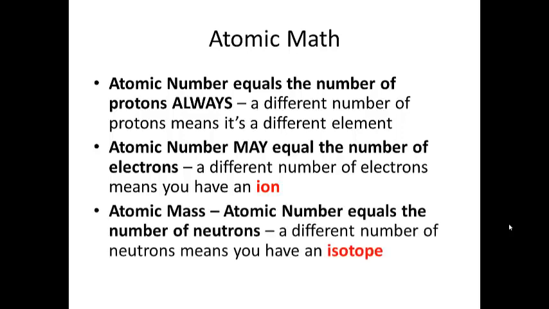Finally, the atomic mass minus the atomic number equals the number of neutrons. Basically, you're taking the mass of the protons and neutrons together, subtracting just the protons alone, and that is going to give you the number of neutrons. If you have an unusual number of neutrons, then that means you have a substance called an isotope.